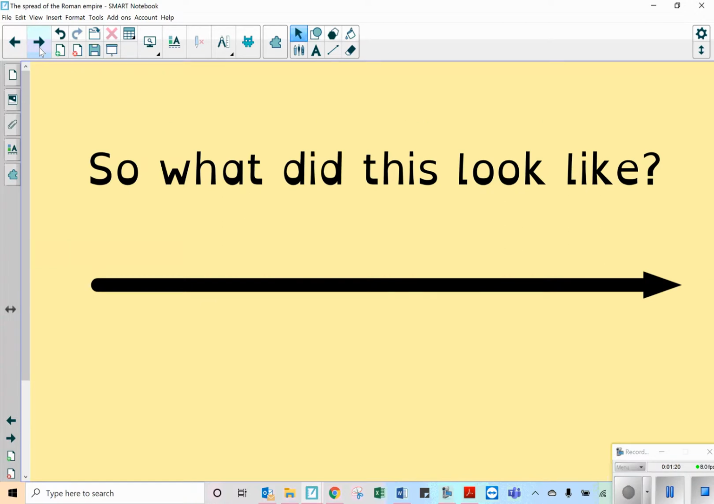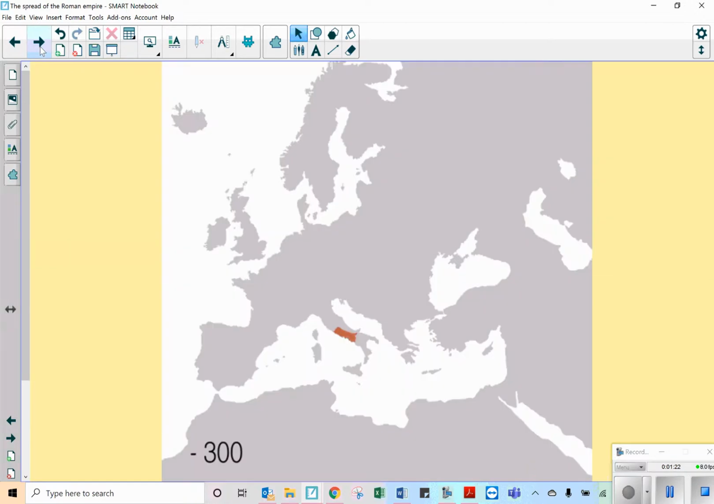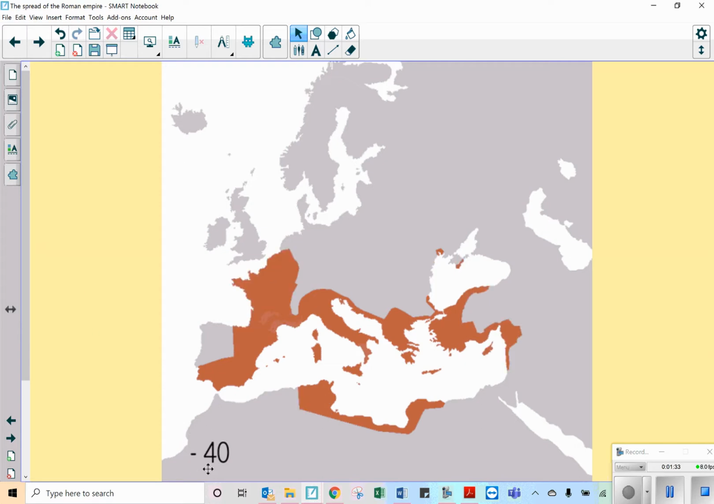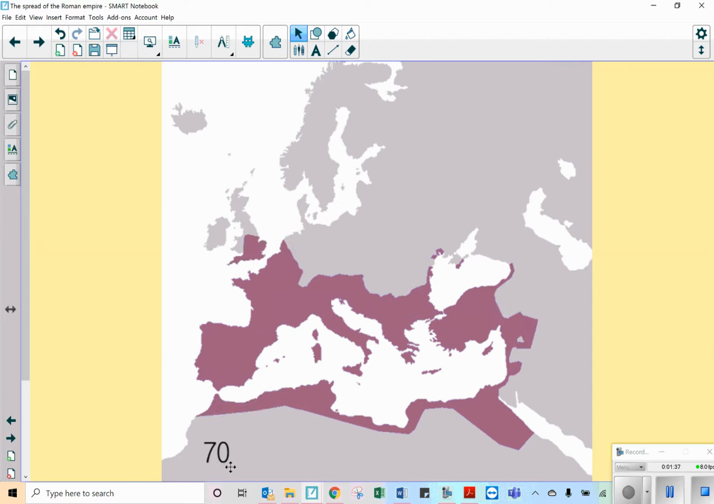So what did it look like? This map here shows the spread of the empire. So if you look at the bottom here, you can see this is 20 AD, 70 AD, 140 AD, 230 AD. So we are going into the after the year 0 at the moment. We'll have a look right from the beginning again, and then we can talk it through.